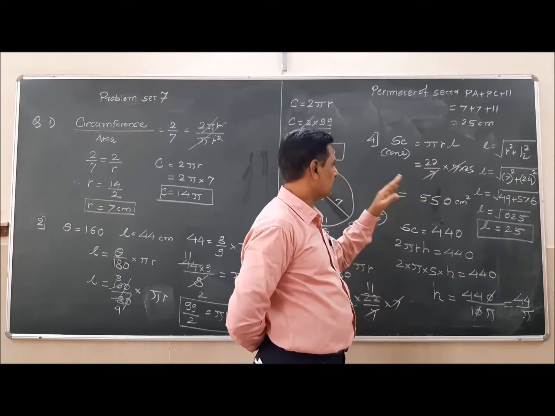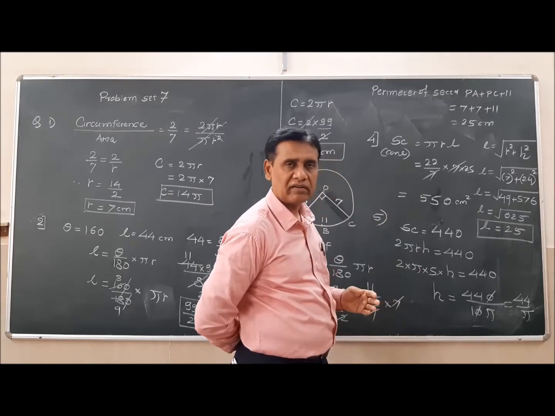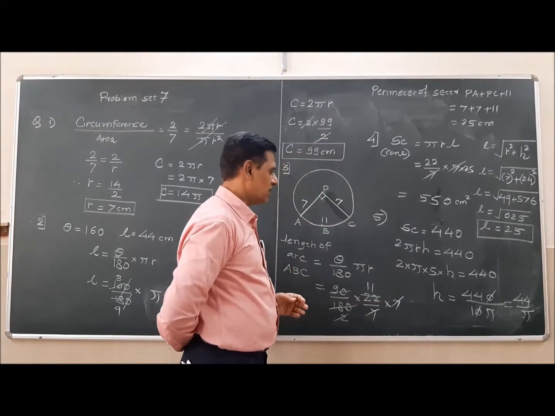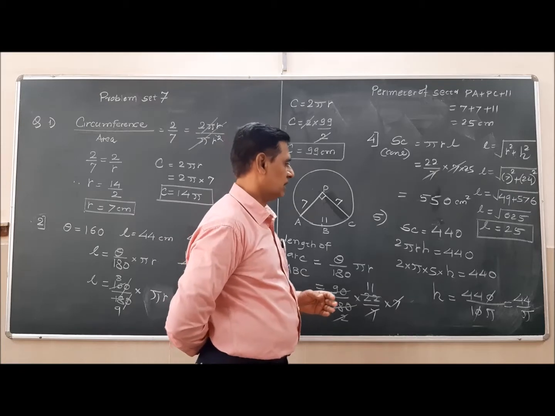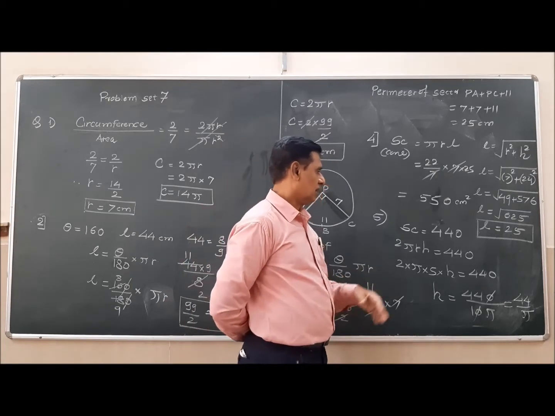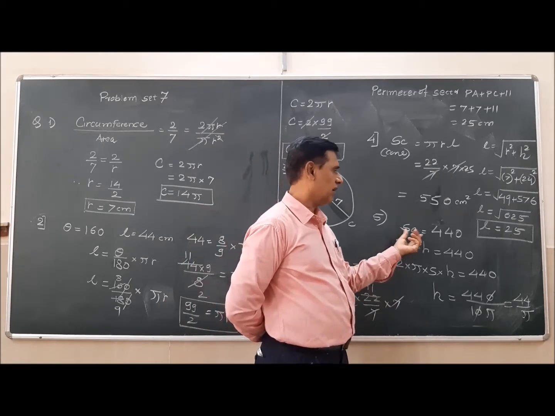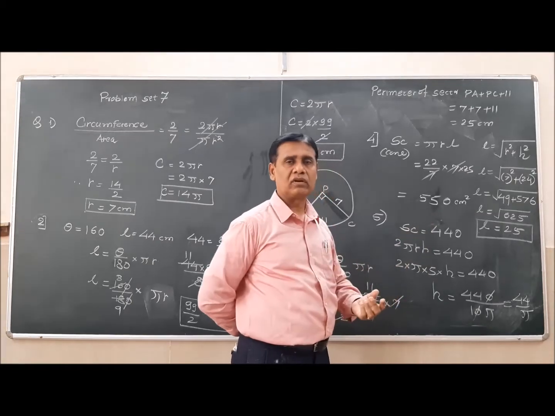Carry 5, 25 to the 50 plus 5 is 550. Now the next one is we have to calculate height. But they have given us the curved surface area of the cylinder as 440.